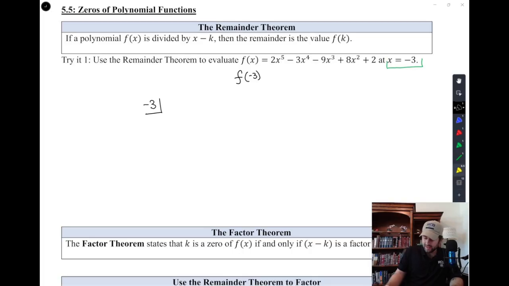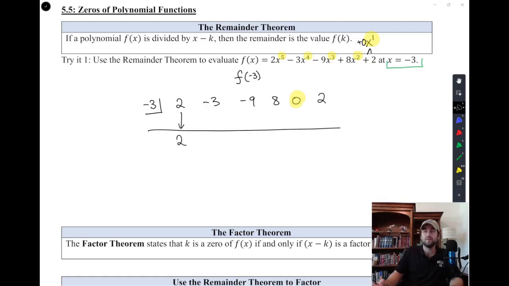synthetically divide it. First we're going to check and see 5, 4, 3, 2. It looks like we're missing the x to the first term, so we need to be careful about synthetic dividing that. We're actually missing the plus 0x. So when we synthetic divide, we need to write the coefficients of 2, negative 3, negative 9, 8, 0, and 2, that 0 being the missing one.